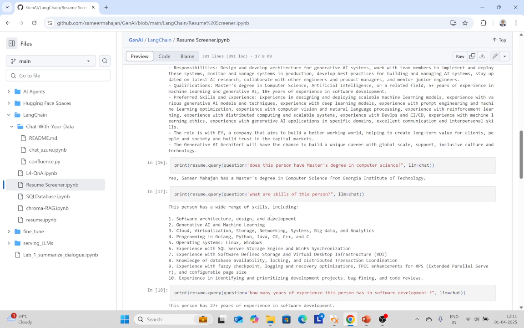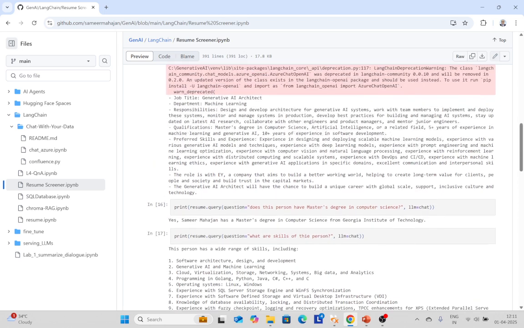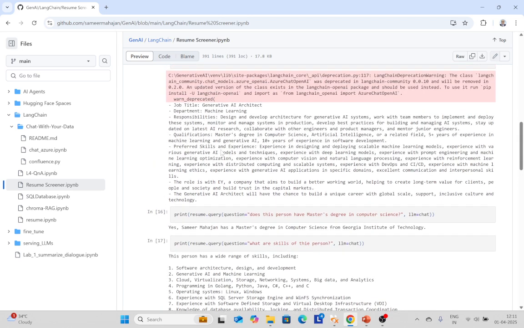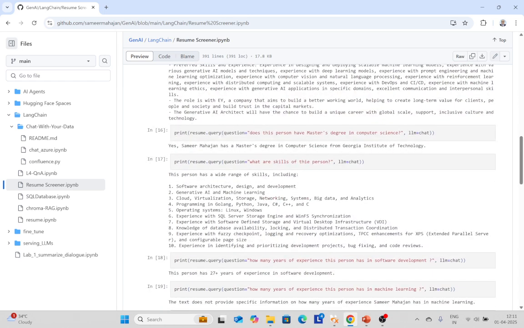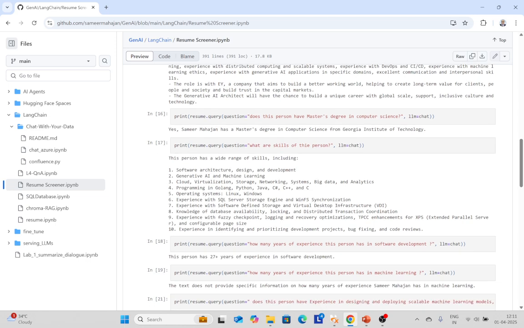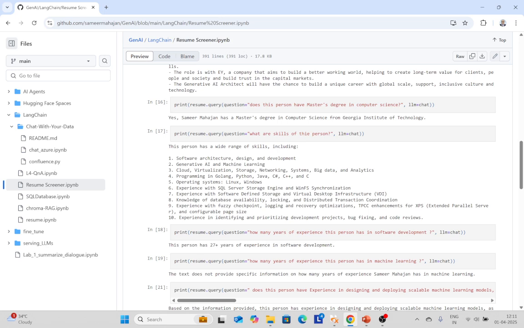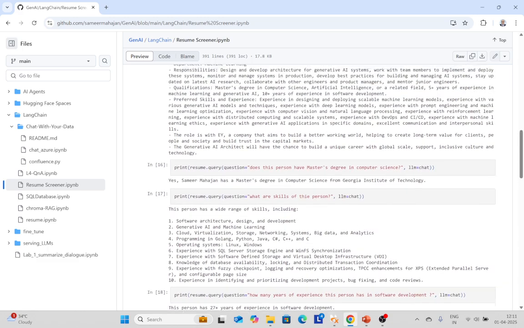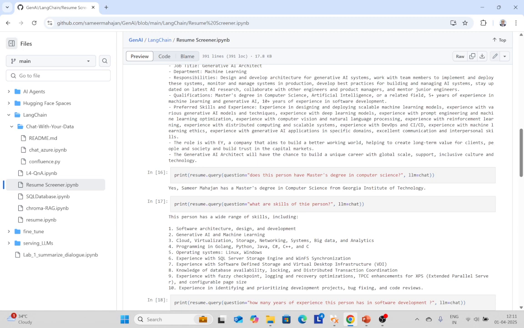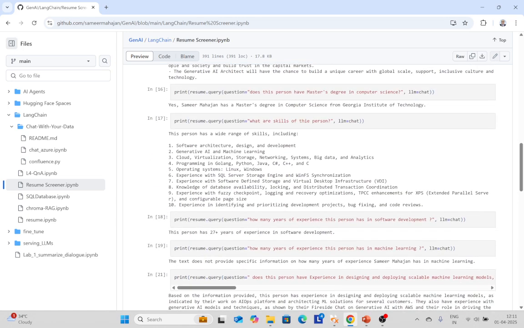The skills part is kind of tricky, because there are lots of skills required for this job. So you could also ask what the skills of this person are, and it gave a fairly good understanding: 10 skills starting with software architecture. The relevant skills are generative AI, machine learning, cloud virtualization. A lot of these jobs would have a cutoff like 10 plus years of experience, so you want to find out how many years of experience he has. Oh, okay, he has 27 plus.